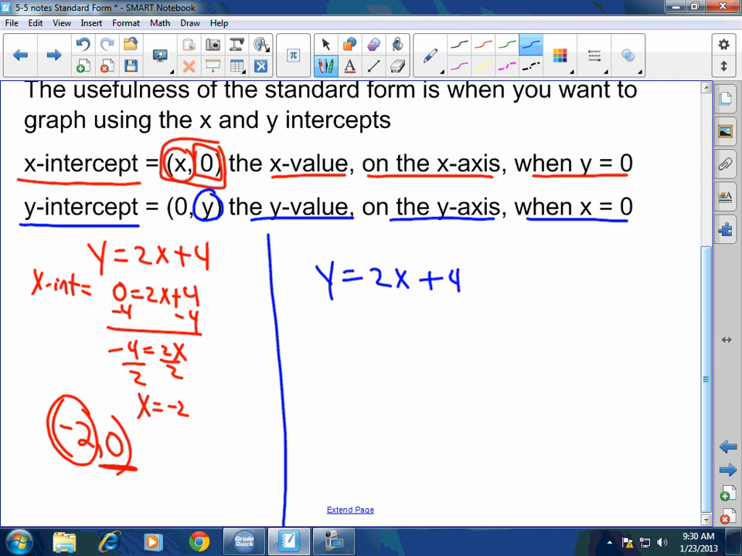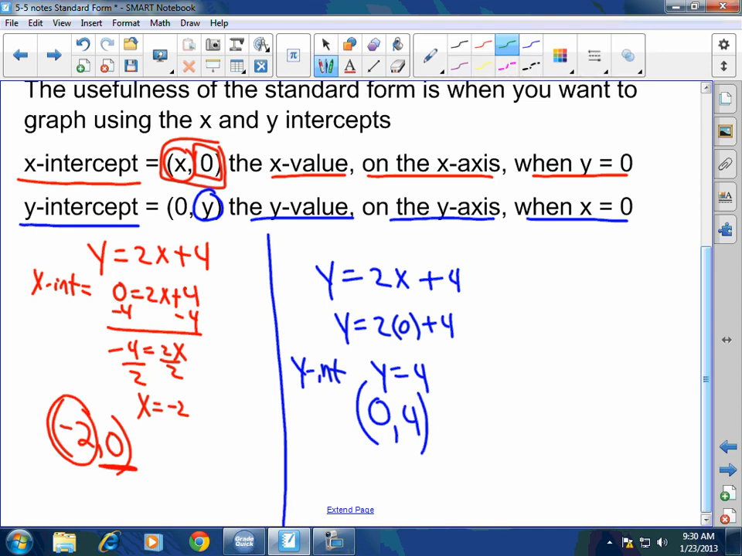Make x 0, solve for y. So y equals 2 times 0 plus 4. So y equals 4. So my y-intercept is 0, 4. It's the y value when x is 0.